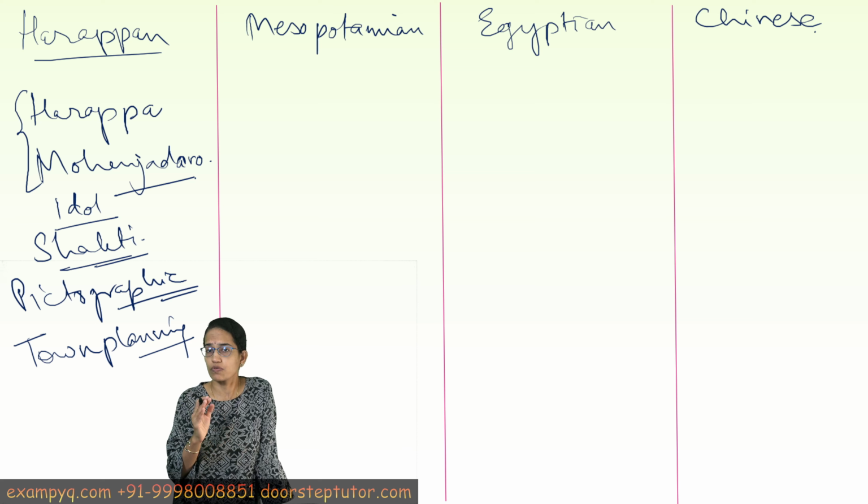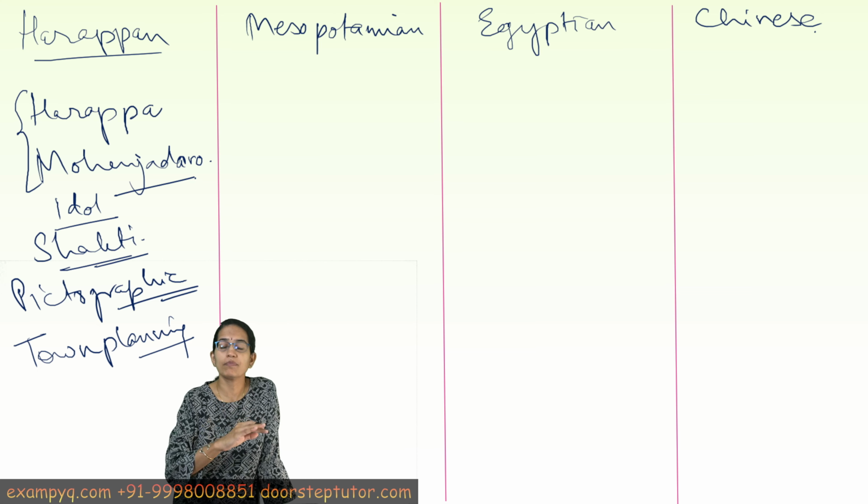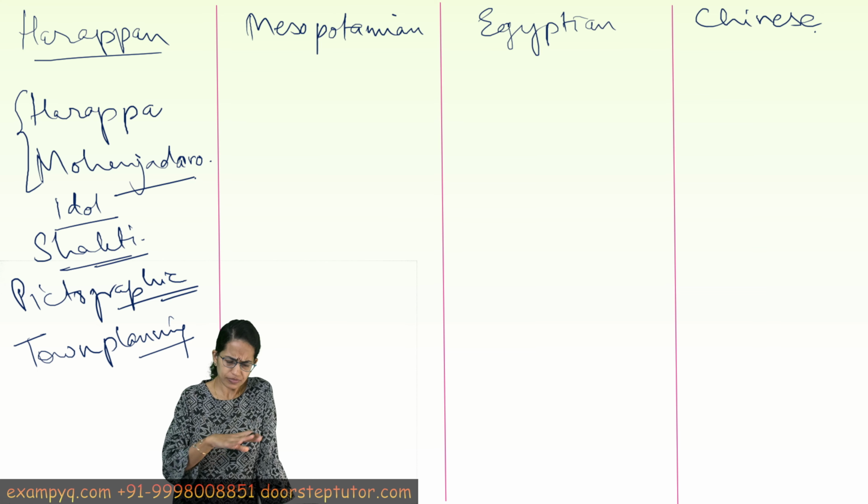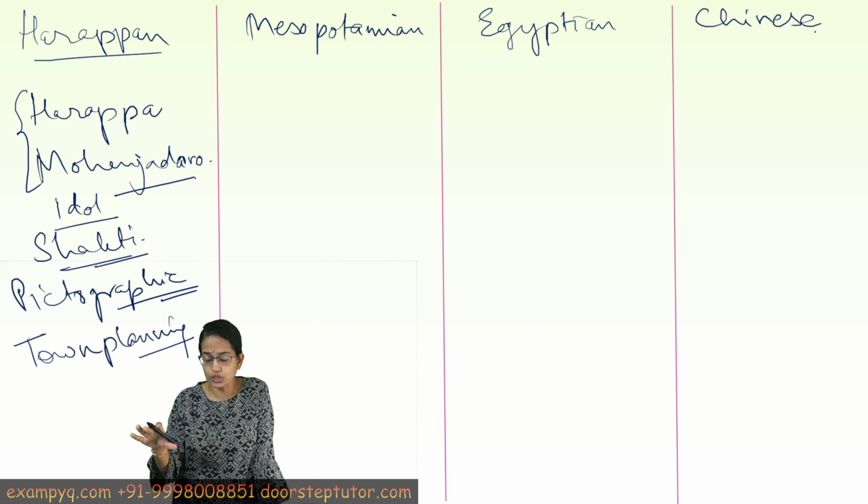Located on the rivers Ravi and Indus, these were some of the major centers. Harappa was located on the Ravi river. It was much bigger and had agriculture as one of the major practices.